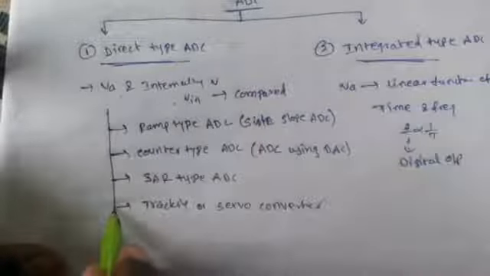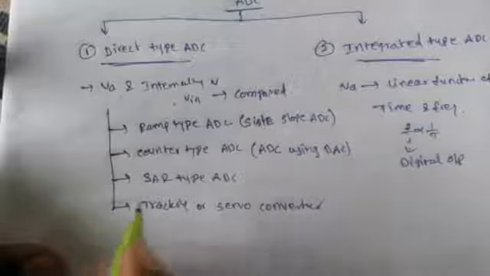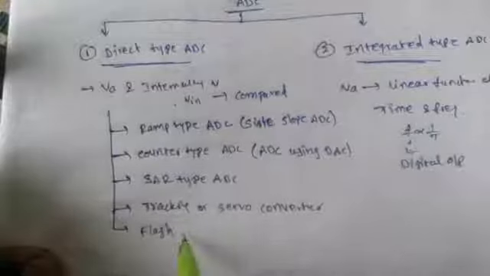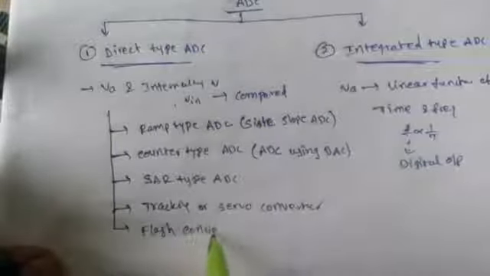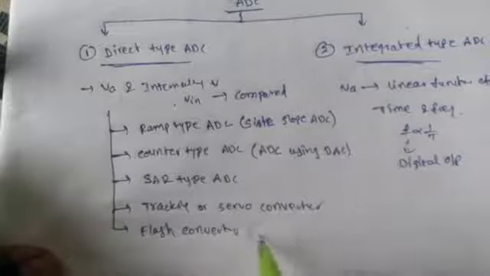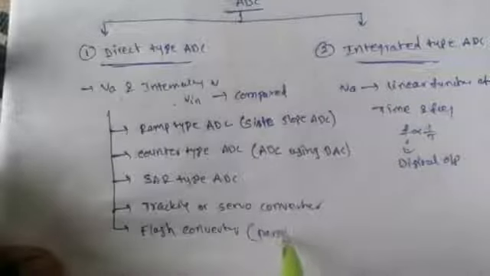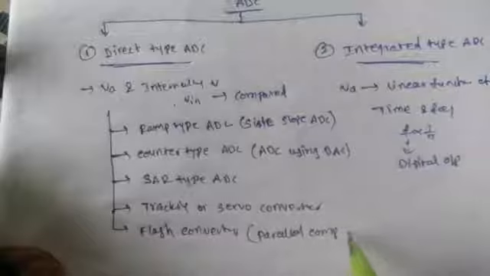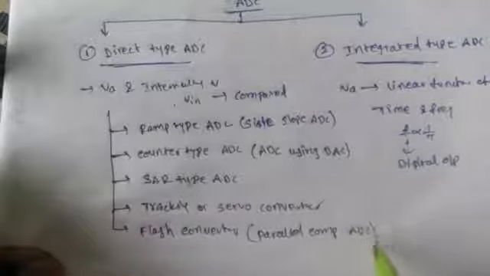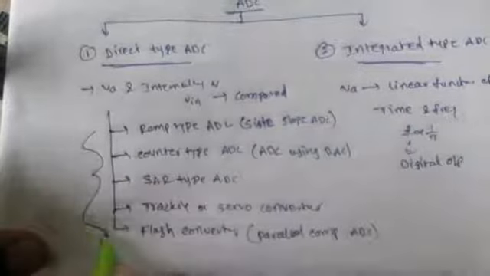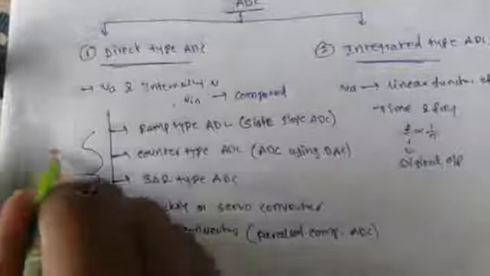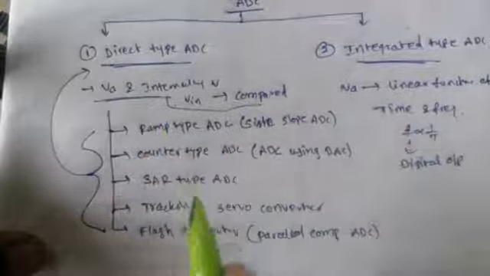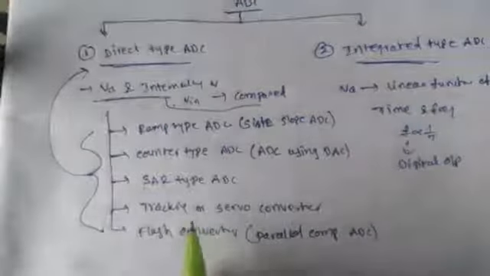as well as the flash type converter, also called the parallel comparator ADC. These all belong to the direct type ADC. Direct means the conversion will be done based on the comparison method.